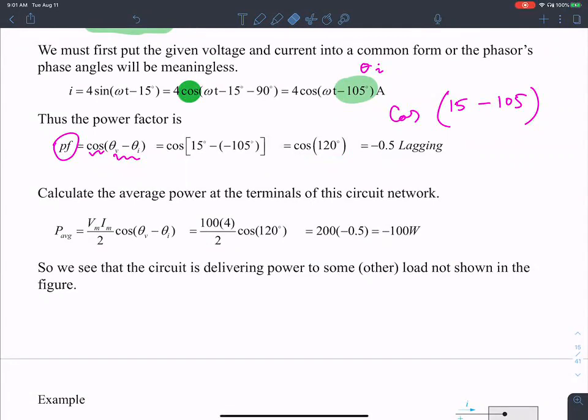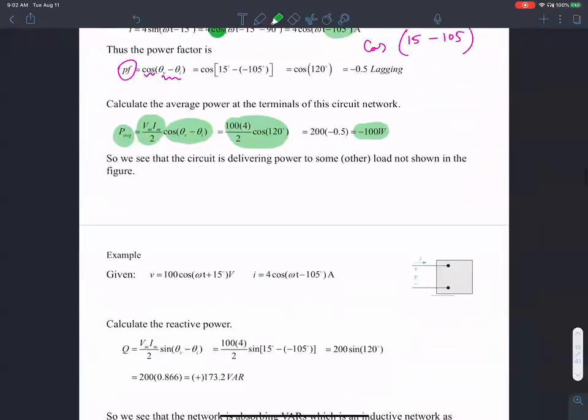So this is lagging. The average power doesn't still indicate an inductive circuit. We can calculate the average power: Vm Im over 2 cos(theta V minus theta I), which is going to be negative 100 watts. We see that the circuit is delivering power to the load.